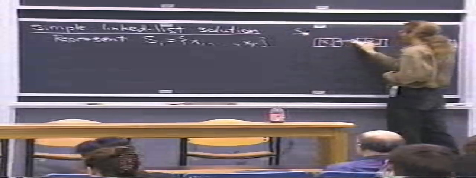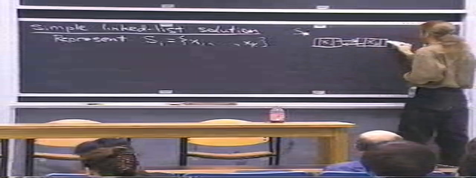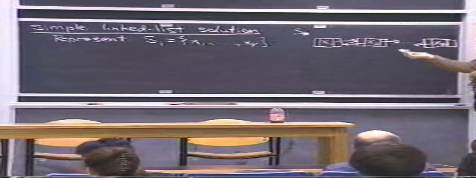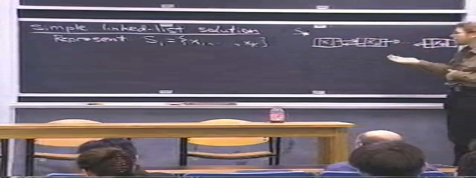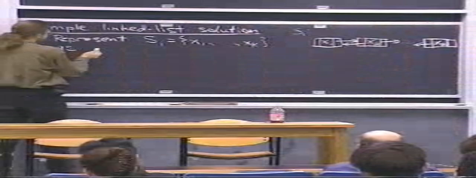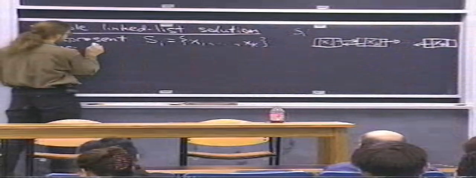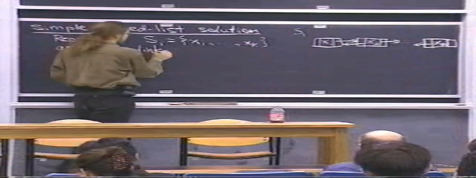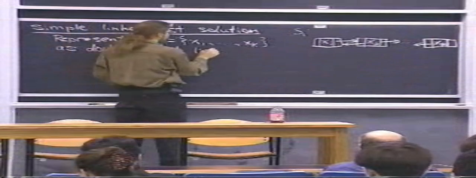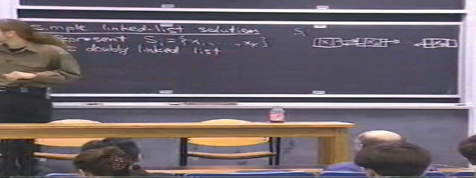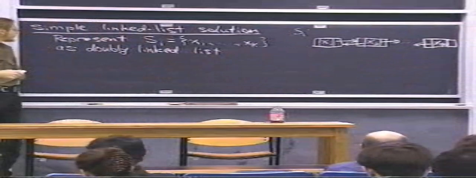And I'm going to have a doubly linked list, just for flexibility. So that's a doubly linked list of the elements in that set. So that represents the set. And I should say what the representative element is. So I'm going to do this for every set. So if I have R sets, I'll have R linked lists.